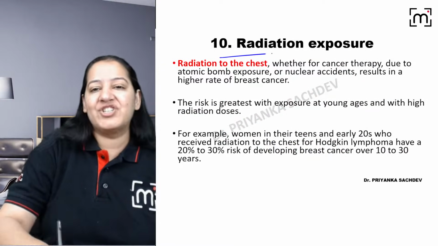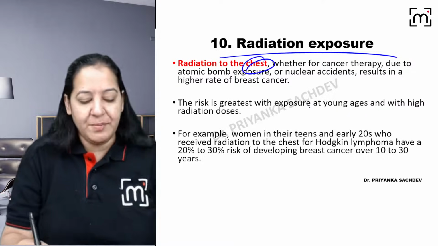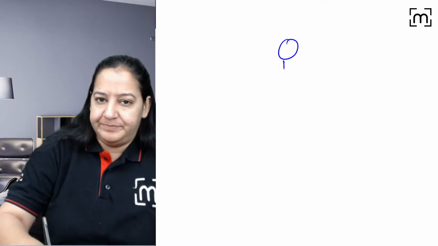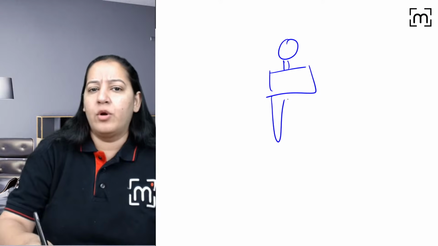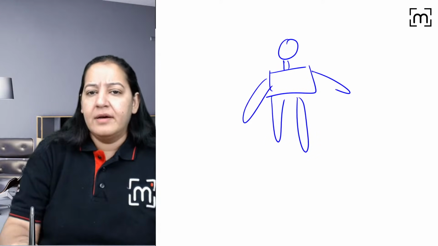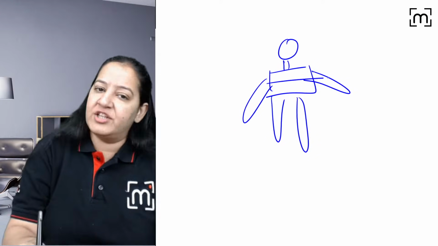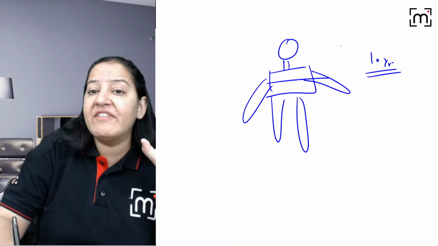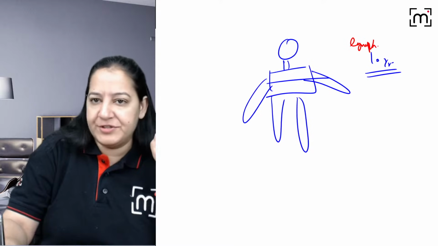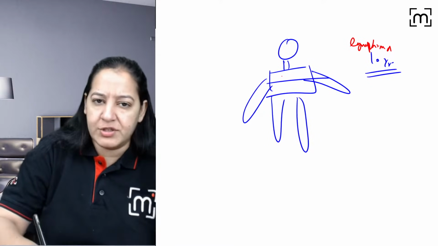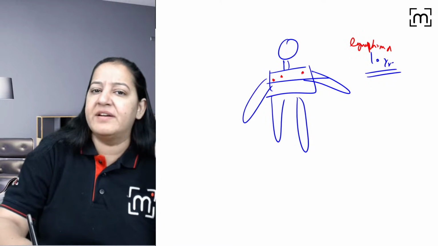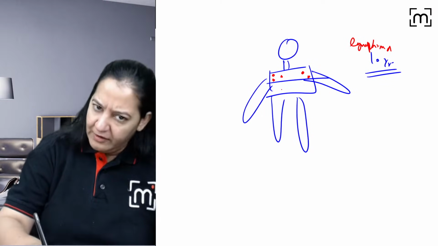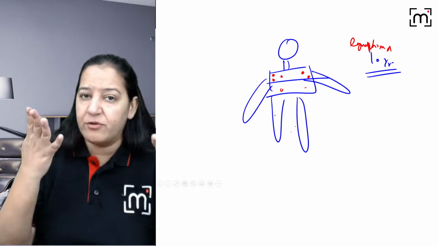The next is radiation exposure to the chest. What do you mean by that? Imagine a 10-year or 15-year-old girl, and she had Hodgkin or non-Hodgkin lymphoma in childhood. She is a small girl, right? Lymphoma can happen to children also, right? Hodgkin's or non-Hodgkin's, whatever. And for this, she is having enlarged mediastinal lymph nodes.